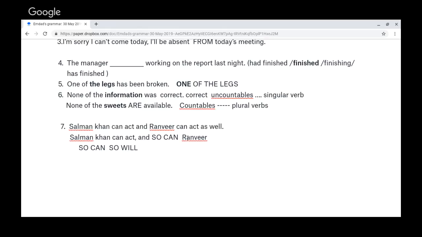Is it clear? Now, how about if it is in the past? If I change this and make it past. Salman Khan did act. Second part mein kya hoga? Can I use can and will here? I can't use can and will. I'll use so did Ranveer. Both of the activities are in the past.